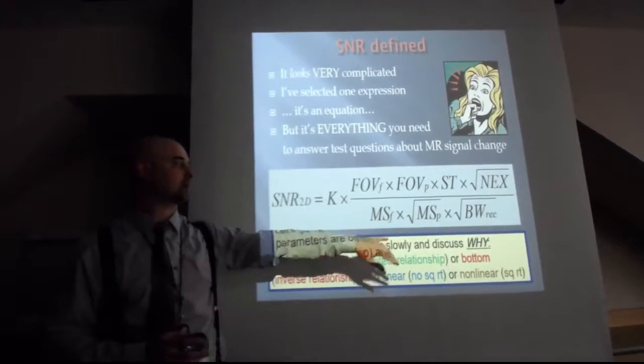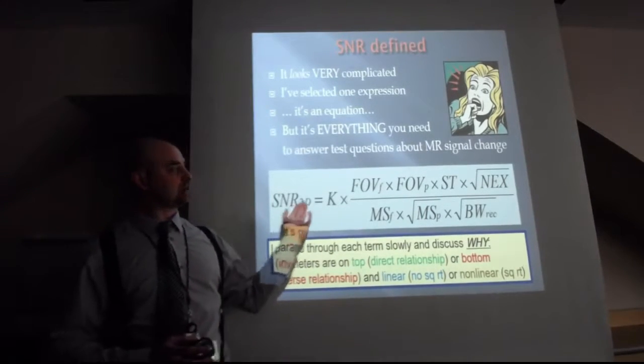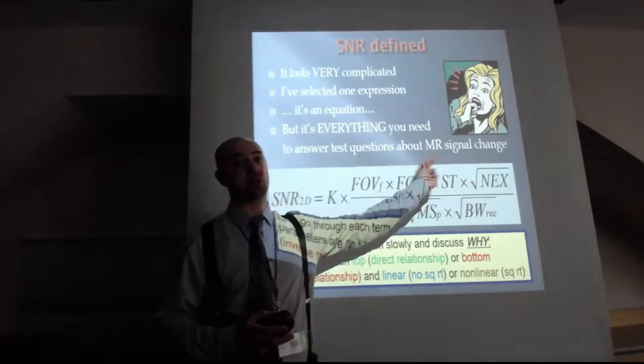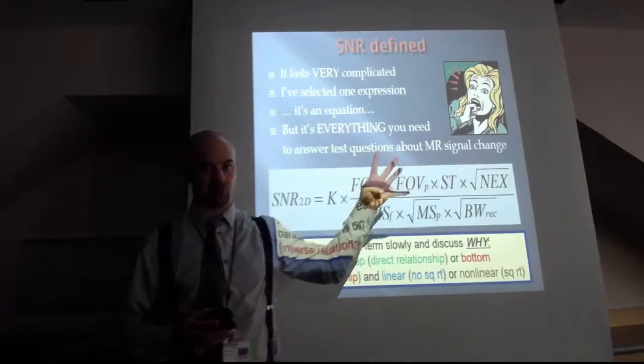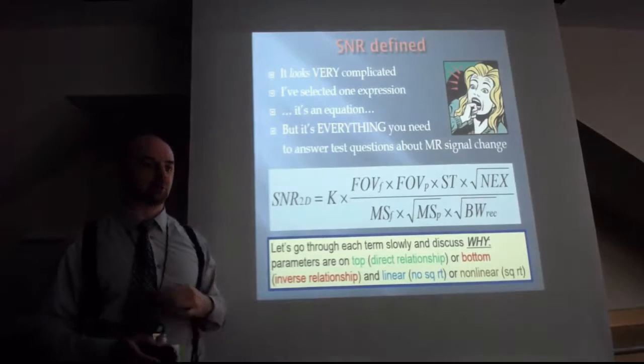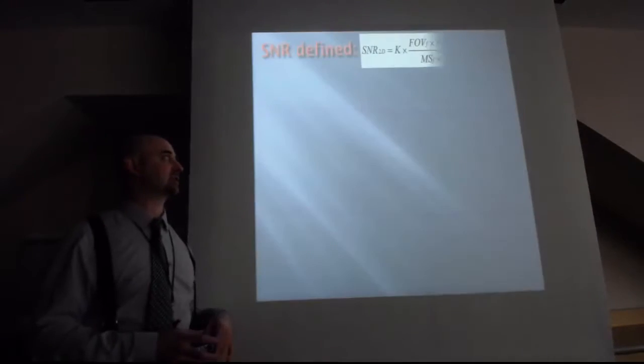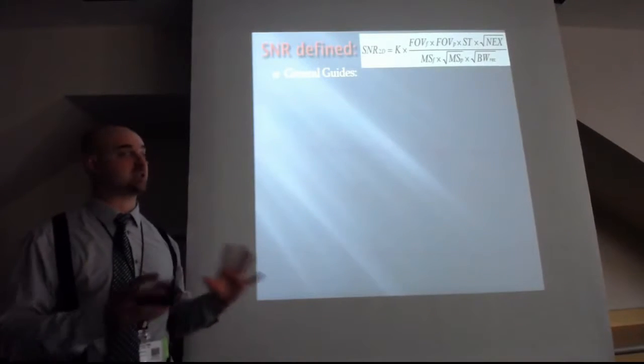Because it's an indirect relationship. When it's under a square root sign, then if you say quadruple the NEX, it gets bigger, but as the square root of 4, so your SNR would double when you quadruple the NEX. Great. Now, in addition to just having this, I want to, like I said, slowly go through everyone and see why they are.